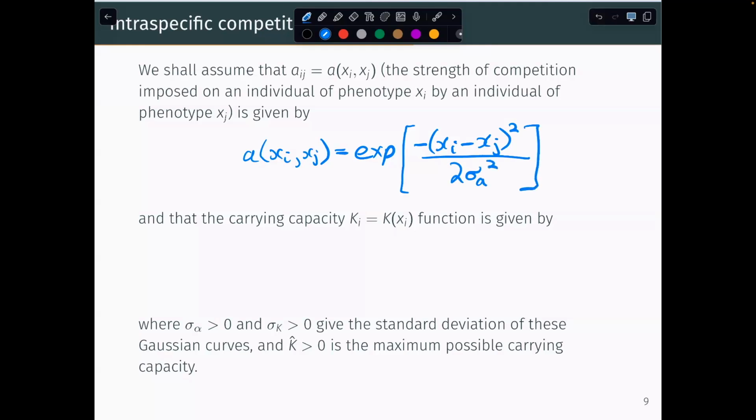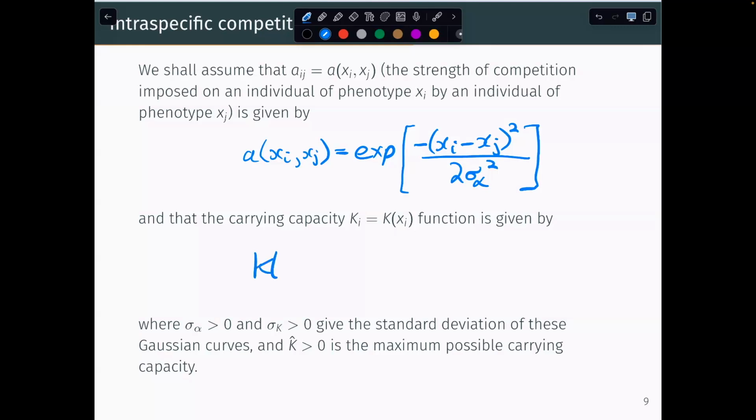So this is just a Gaussian, right? This is like a bell curve. And this sigma a, in fact, I've called it sigma alpha, so I'll just call it sigma alpha for ease. There we go. Sigma alpha is positive, and it's telling you about the standard deviation. Okay, so it's telling you something about the width of this bell curve.